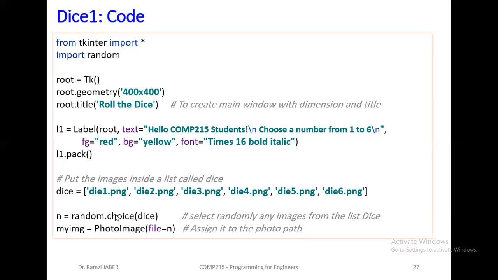Then these two lines will be n equals random.choice(dice). Here we select randomly any image from the list dice. Because we imported the random library, we use random.choice(dice). Here we have a list, and we take one of these randomly, die1.png or die4.png and so on. So n equals random.choice, and we have one of these items as a title.